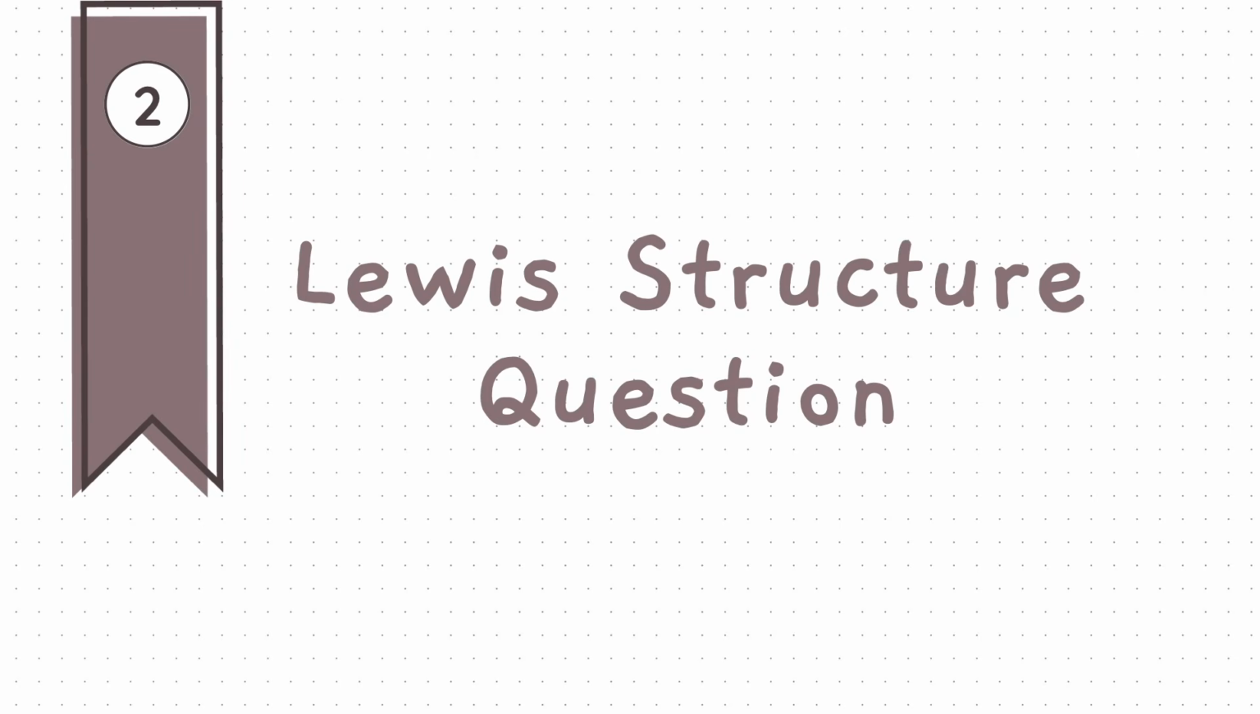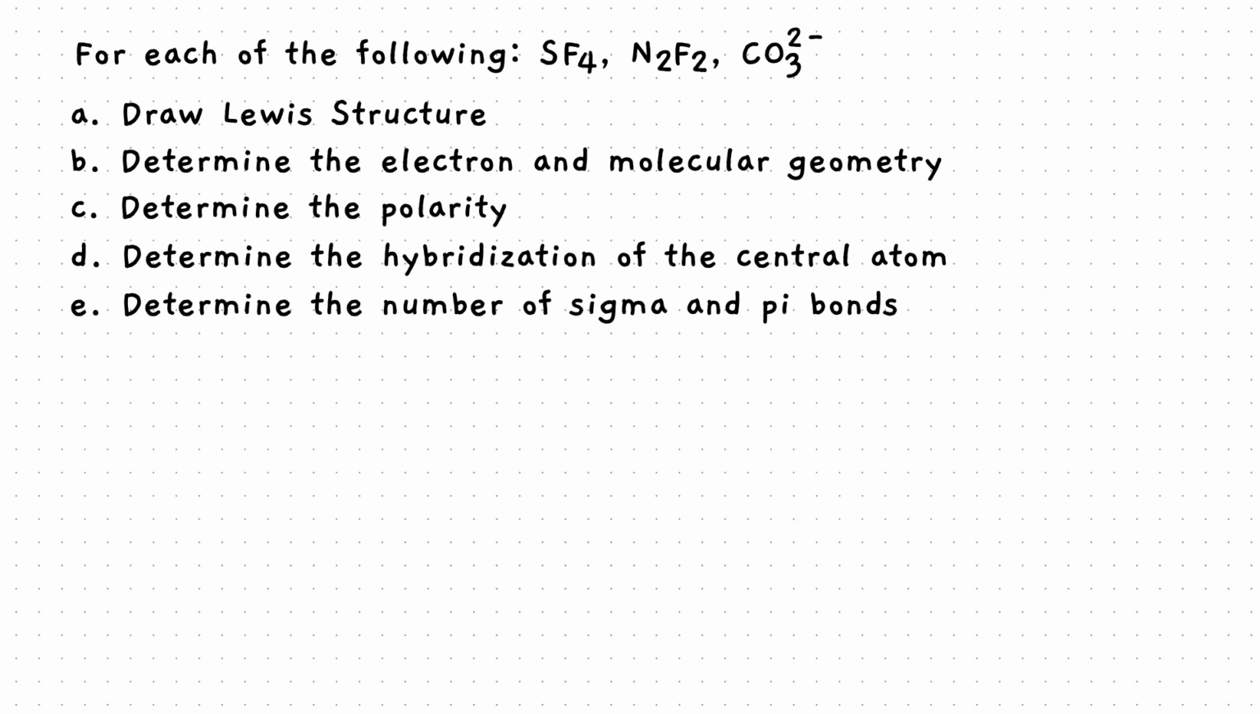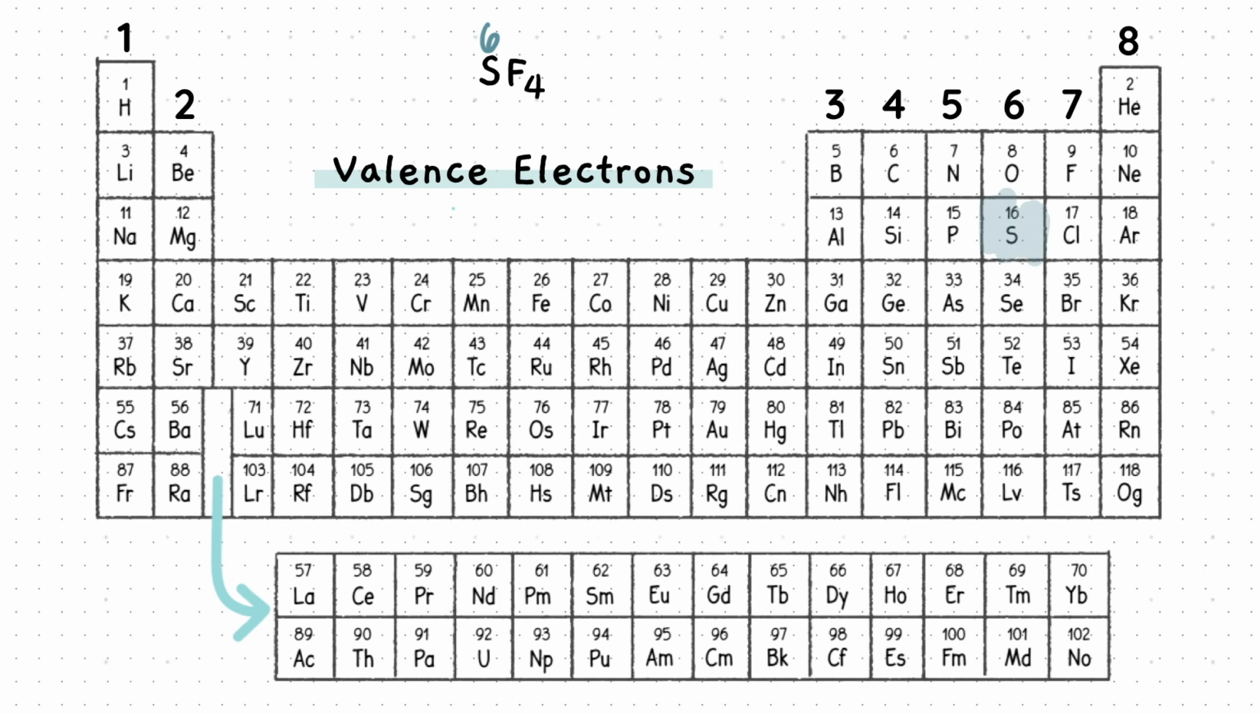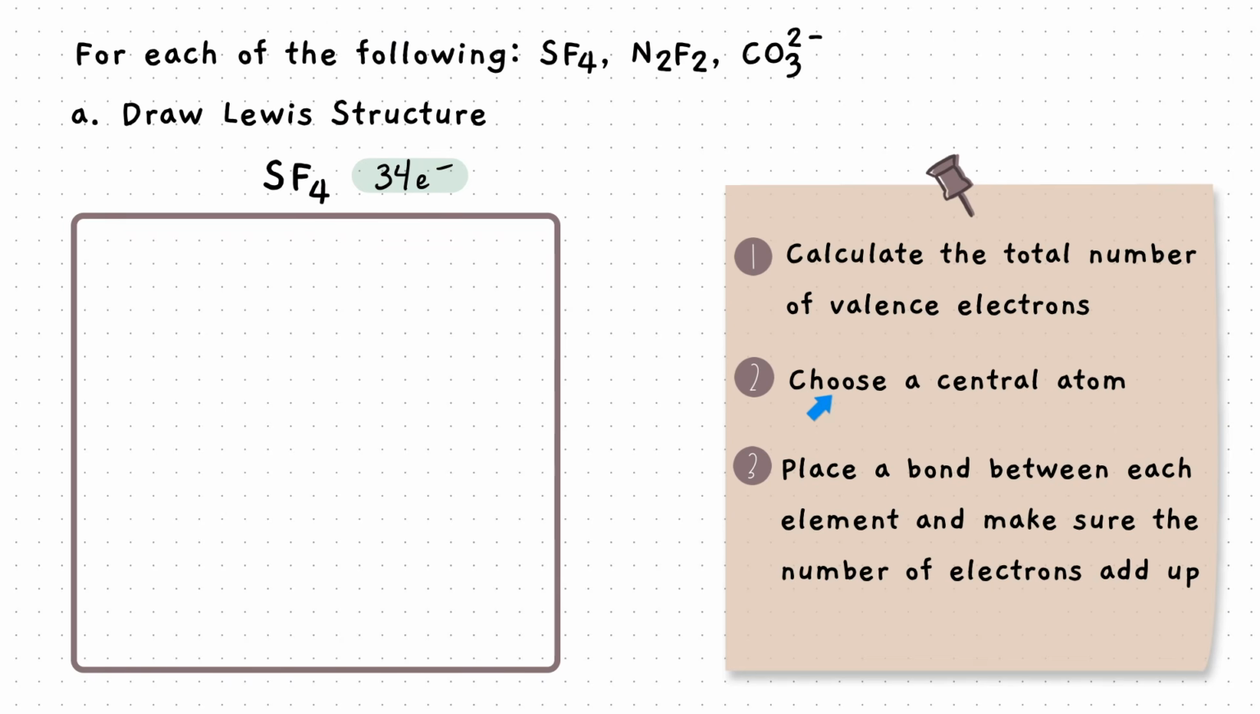Question 2 is a Lewis structure question. You may be asked to find a combination or all of these parts. We'll do this for each one of these structures. When drawing Lewis structures, we always start with calculating the total number of valence electrons. Sulfur, which is here, has 6 valence electrons, and fluorine has 7 valence electrons. Since there are 4 fluorines, we'll multiply 7 times 4 to get 28, then add 6 to get 34 valence electrons. Next step is to choose a central atom.